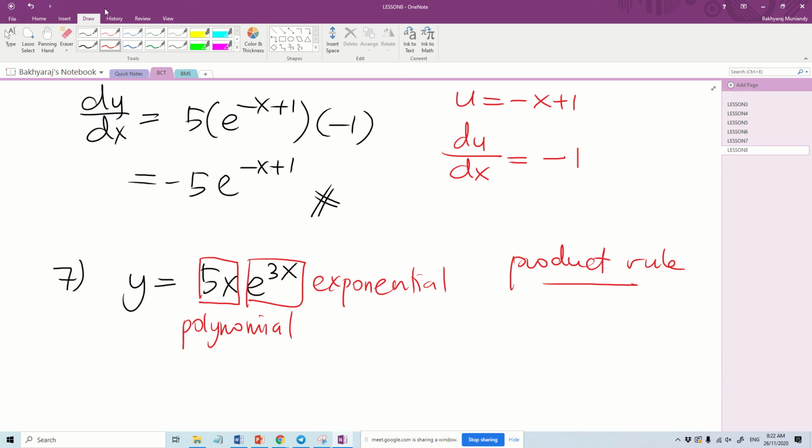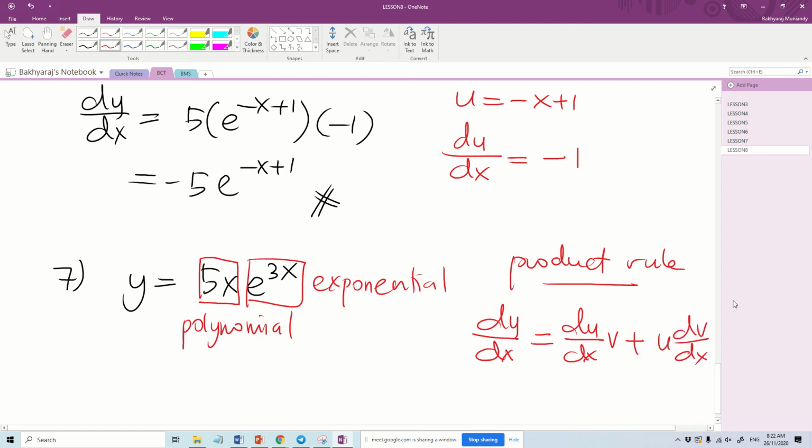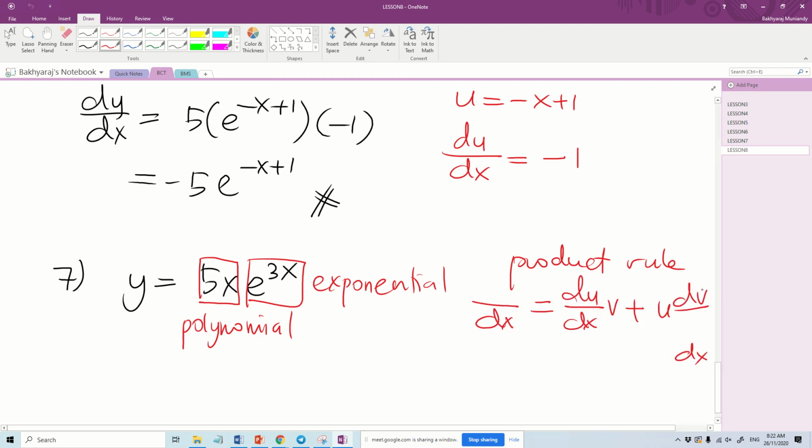So what do you remember for product rule? So product rule is dy dx will be equal du dx v plus u dv dx. So I need to use this formula, because it's a combination of more than one function. One function, what I mean is polynomial and exponential function. So ada dua, maksudnya kita kena guna product rule. Mesti kena guna product rule.